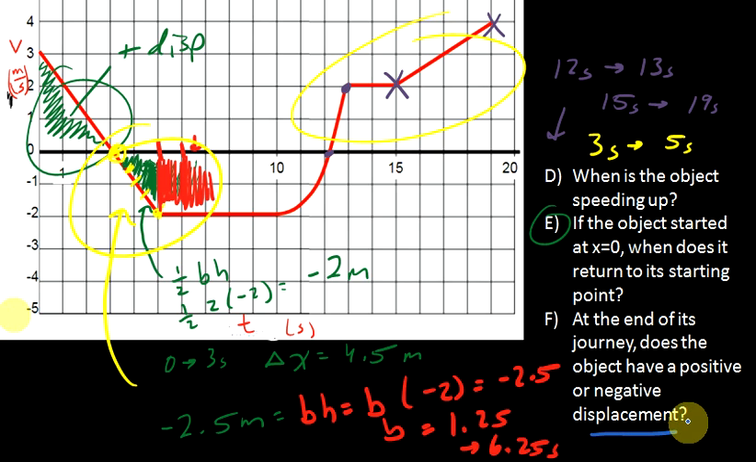Okay, lastly, part F, at the end of its journey, does the object have a positive or negative displacement? Again, displacement is area under the curve. If it has more positive area, more positive displacement, it would be positive. If it has more negative displacement or more negative area, it would be a negative displacement. Just by eyeballing, I can tell that this whole section here and this section here is going to be more positive than this section.